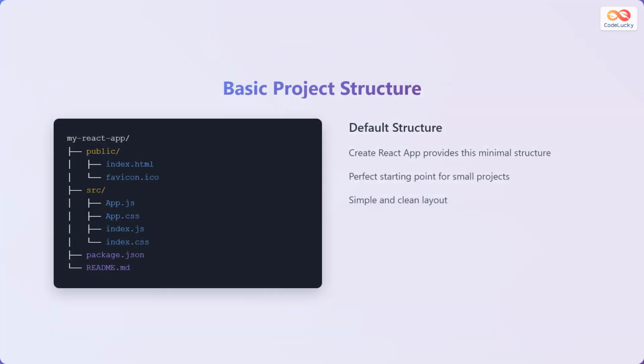Let's start with the basic project structure provided by Create React App. You'll typically see a MyReactApp directory containing a public folder with index.html and favicon.ico, src folder with app.js, app.css, index.js, and index.css, along with package.json and readme files. This default structure is a perfect starting point for small projects due to its simplicity and clean layout.